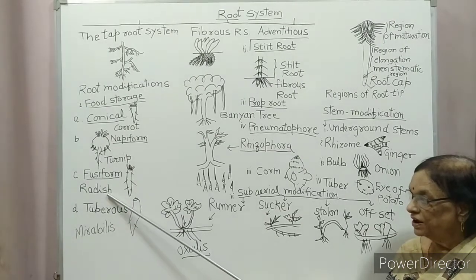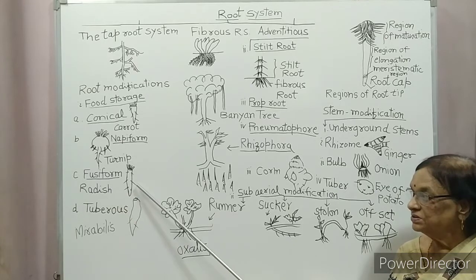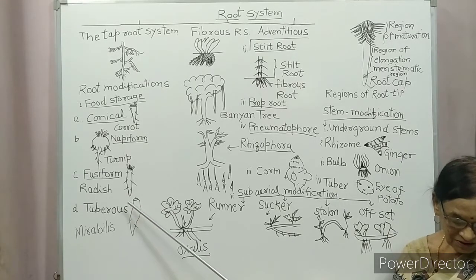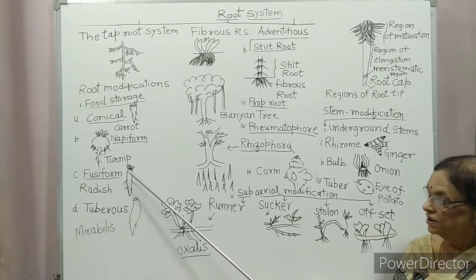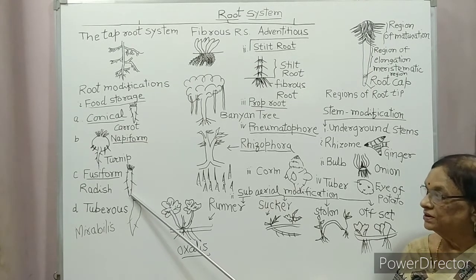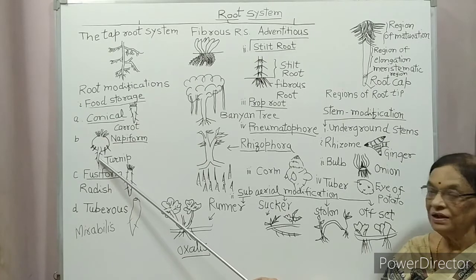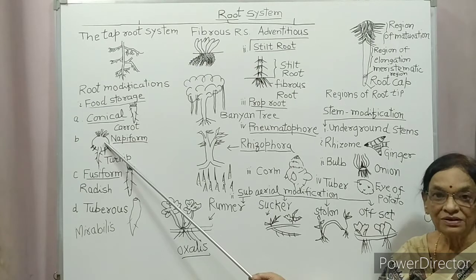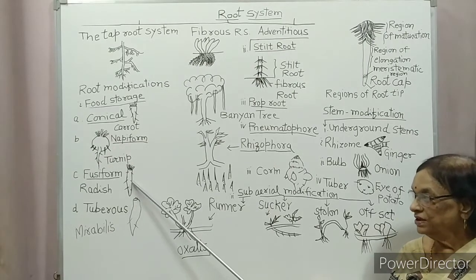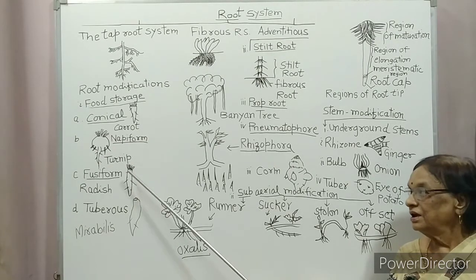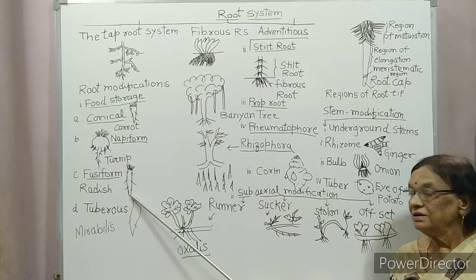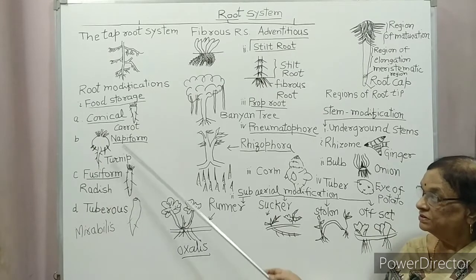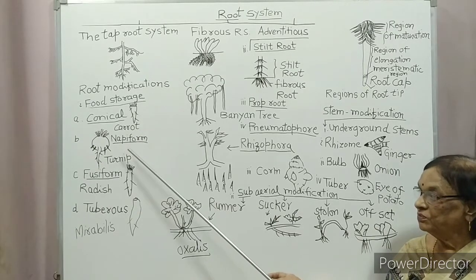Fusiform. In radish, the root is called fusiform. Fusiform means it is swollen in the middle and tapers at both the ends. Here only one end tapers and it is very much swollen in the center. Here it is less swollen in the center and both ends are tapering in radish. These three are taproot modifications.